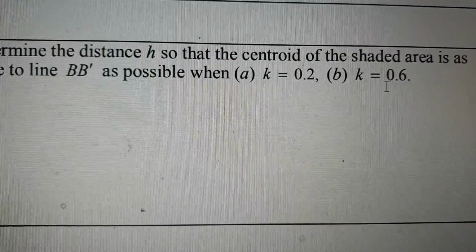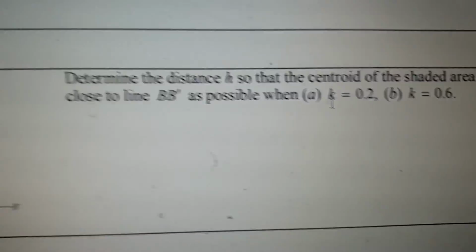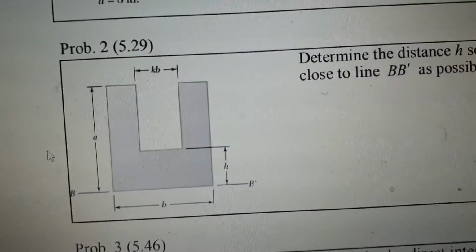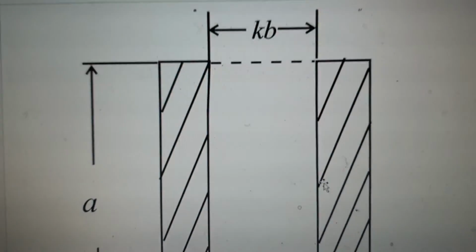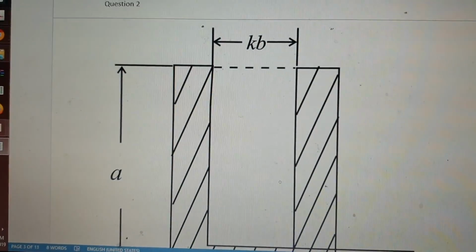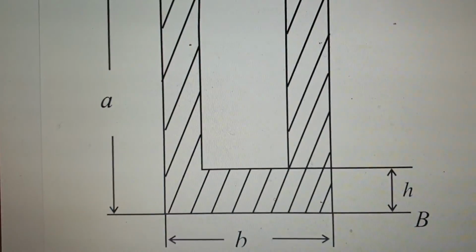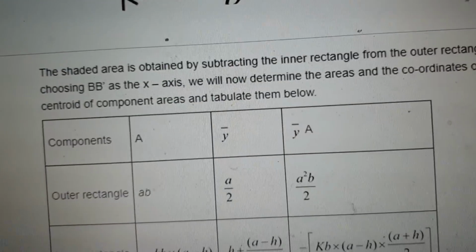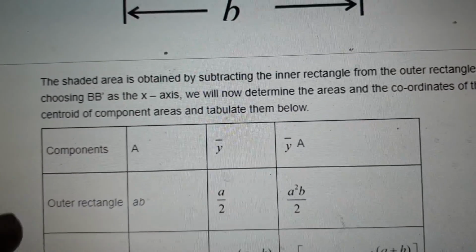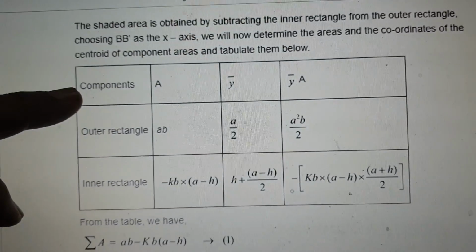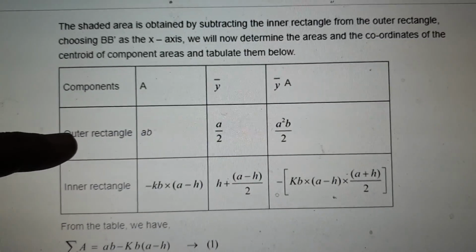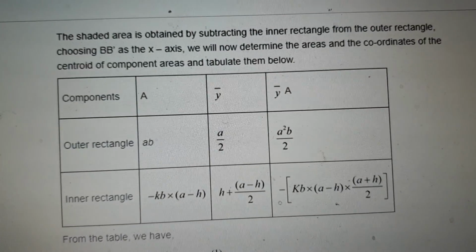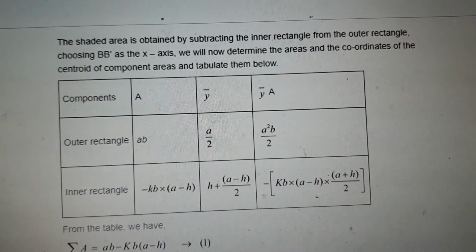Let's leave K to 0.6 later on. So K is 0.2. Let's look at the answers for this question. So we have to draw the things again. And first of all, we should format a table like this. We'll put component, the outer rectangular, and the inner rectangular. Let's go for the outer rectangular, the big rectangular.